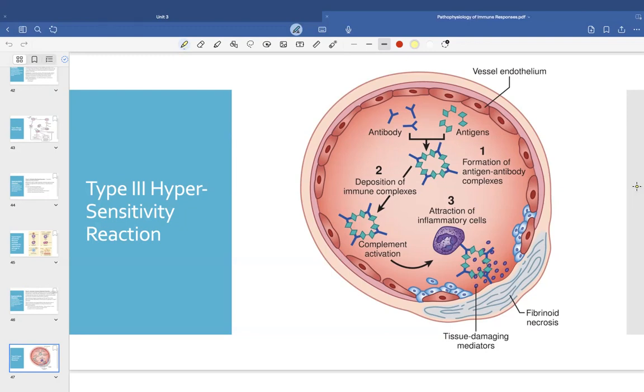This is why. It's because of this immune reaction that occurs within the blood vessel. It deposits within, activates complement, weakens those vessels, and you end up with all these purpura everywhere.